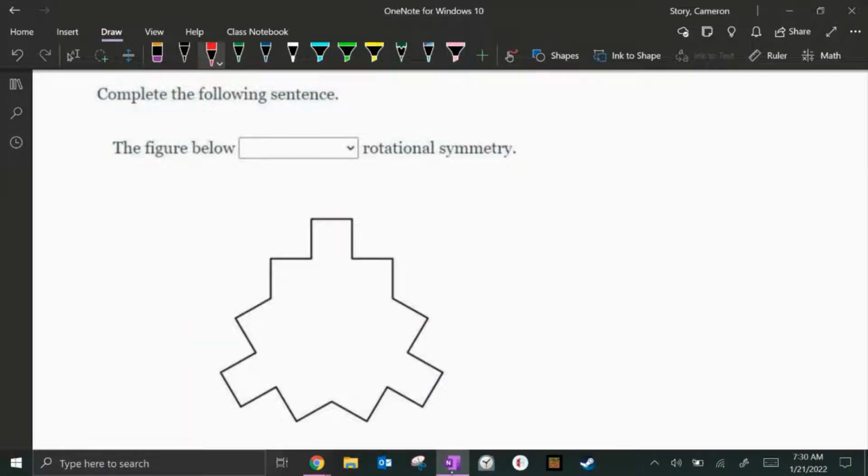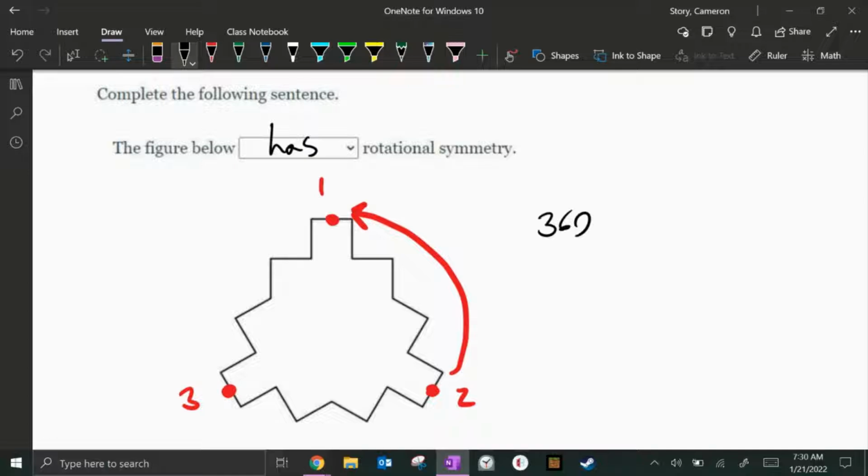This shape, I'm noticing these points right here. Those are what I'm going to consider to be my spokes. I have 1, 2, 3 of them. If I take point 2 and rotate it to point 1, it's going to look the same. So it has rotational symmetry. And that angle is going to be 360 over 3, which is 120 degrees.